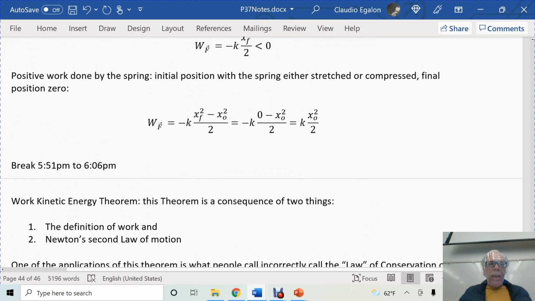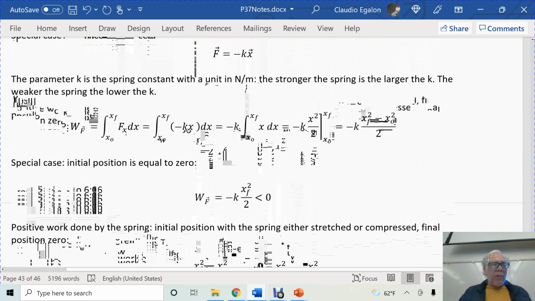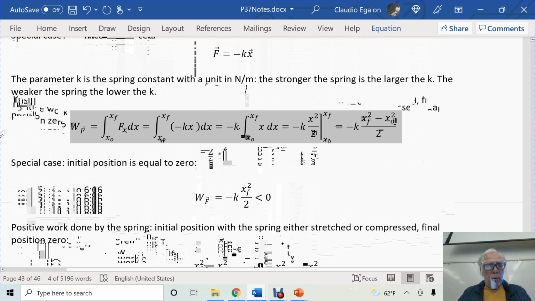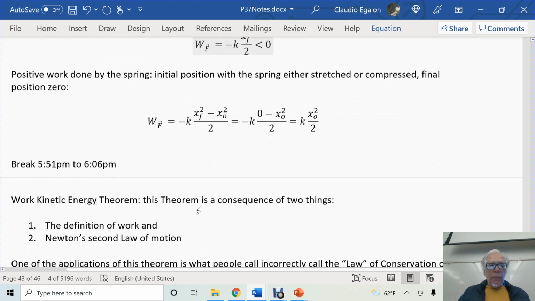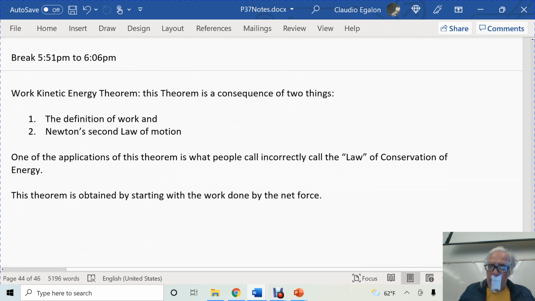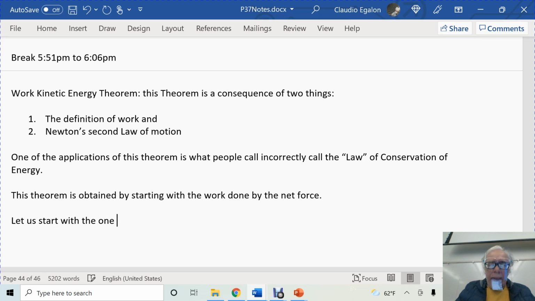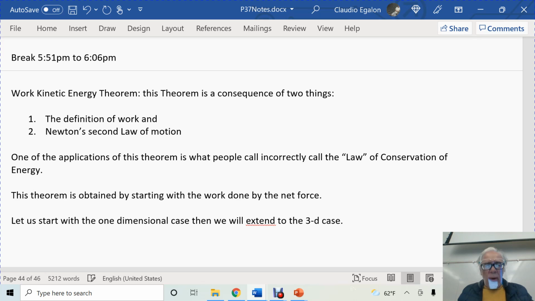Let's go ahead and let's define what we're going to do for one-dimensional first, and then we're going to do three-dimensional afterwards, okay? Let us start with the 1D case first, one-dimensional case. Then we will extend to the 3D case. It's possible to extend to the 3D case rather easily, but it's a little bit more mathematically involved. But let's start with the 1D case so you can understand that better.